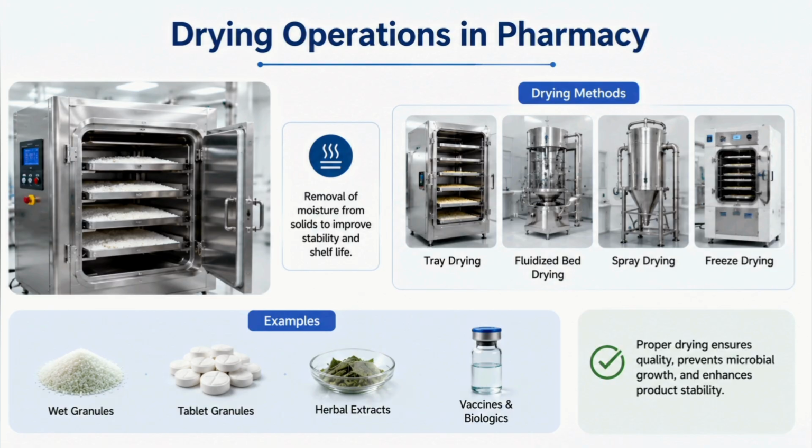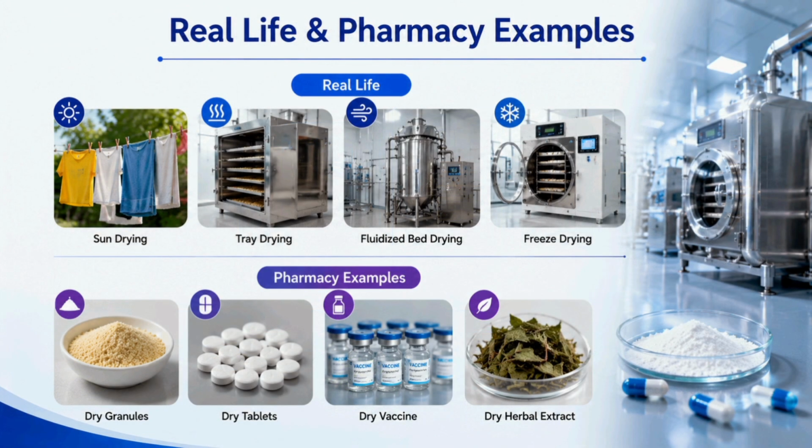Think about making papads or drying chilies under sunlight at home. Water slowly evaporates and the product becomes dry and stable. The same principle is applied scientifically in the pharmaceutical industries. Proper drying improves the shelf life and prevents spoilage. Students should remember that excessive drying may damage the product, while insufficient drying may encourage bacterial growth. Therefore, controlling temperature, humidity, and drying time is very important.